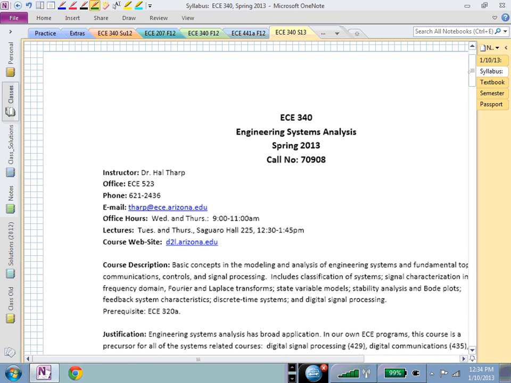I guess I didn't introduce myself. I'm Hal Tharp, a faculty member in electrical and computer engineering, if you didn't know. My office that I will hold office hours in is room 523. That's on the 5th floor of the electrical and computer engineering building. The office hours will be from 9 to 11 on Wednesday and Thursday. And if you can't meet those particular times, send me an email or talk to me after class, and we can try to set something up that will work for our schedules.